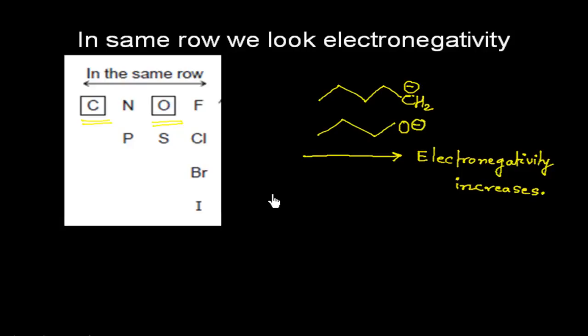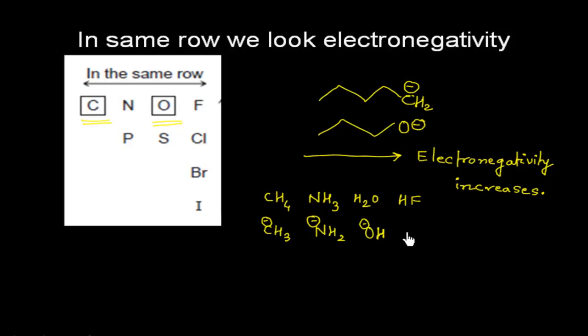So I can say if I have CH4, NH3, H2O, and HF. If I make the corresponding conjugate bases, I will have CH3 minus in this case, NH2 minus in this case, OH minus in this case, and F minus in this case. Now, which is the most stable conjugate base?